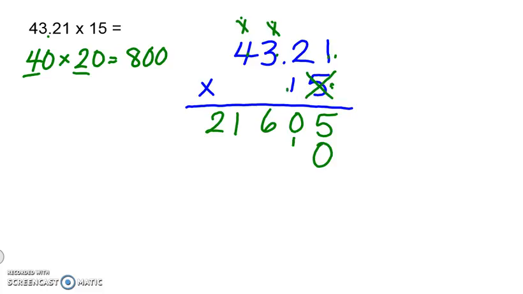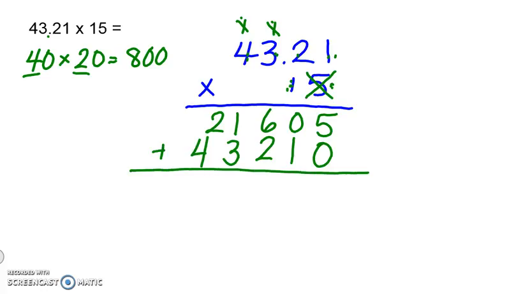1 times 1 is 1. 1 times 2 is 2. 1 times 3 is 3. And 1 times 4 is 4. Adding my partial products, I get 64,815. But remember, in my original problem, it was 43 21/100.